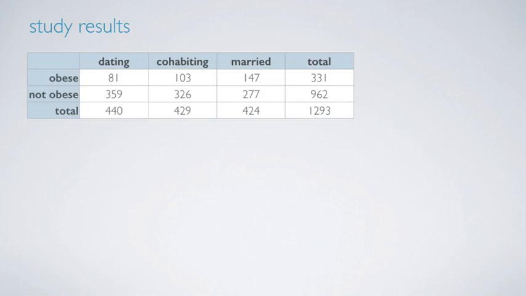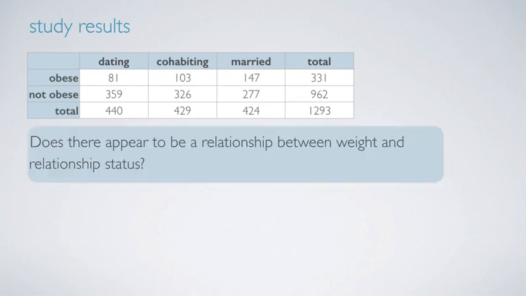One of the variables is the obesity status, and that only has two levels, obese or not obese, and the other variable is the relationship status, and that has three levels: dating, cohabiting, and married. Using these results, we want to answer the question: does there appear to be a relationship between weight and relationship status? As usual, we set two hypotheses.